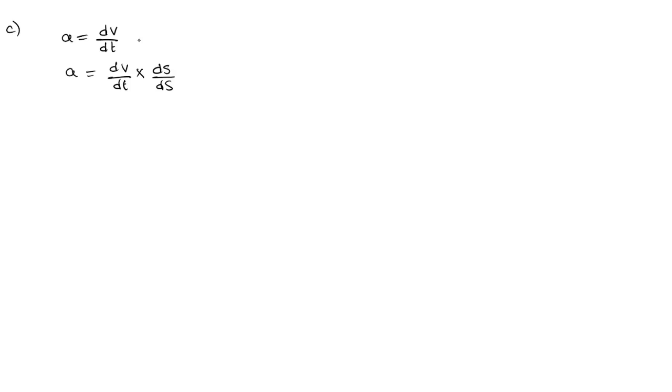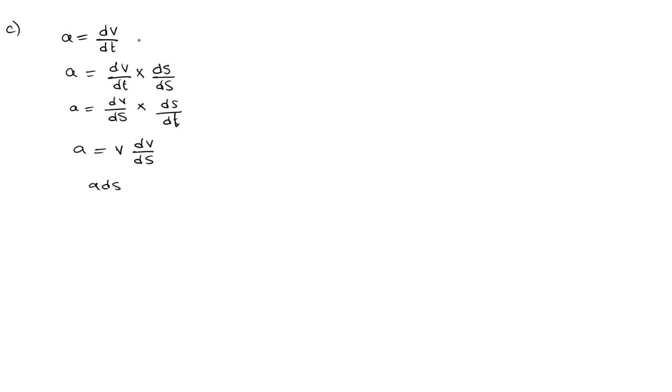That means if the ds terms cancel, then we get the same condition: a is equal to dv by dt. Therefore, a is equal to dv by ds into ds by dt. Here ds by dt is nothing but velocity, that means the rate of change of displacement. Therefore, a is equal to v into dv by ds. Okay, we arrange these equations.